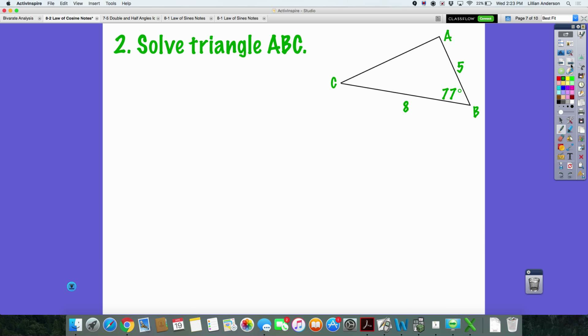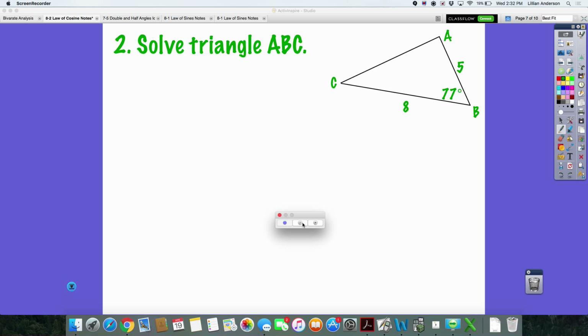Well, before we get to the other situation, I want you guys to try this one on your own, so I make sure you understand the side-angle-side way first before we get to the other situation. So work on this one on your own. I'll give you about 5 minutes, then I'll check in.